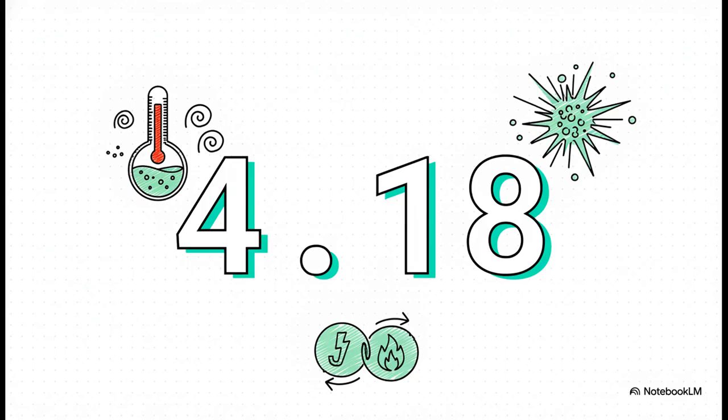1 calorie is precisely defined as the amount of heat it takes to raise the temperature of 1 single gram of water by exactly 1 degree Celsius. And for all of you doing the math at home, 1 calorie equals exactly 4.18 joules. So whether you're talking joules or calories, you're talking about the exact same transfer of energy.